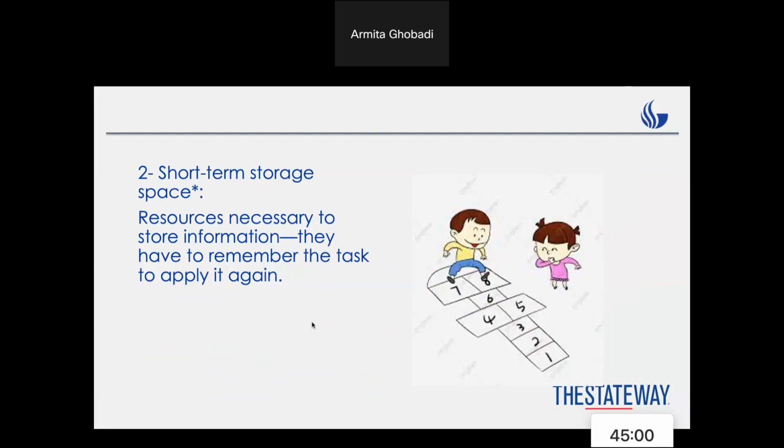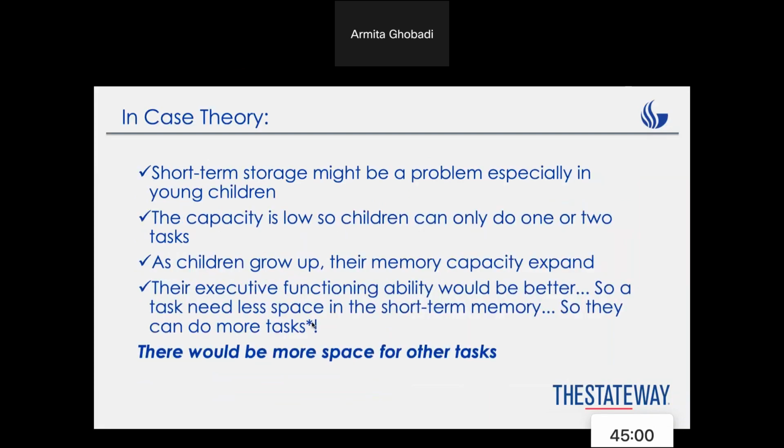Robbie Case actually believed that there should be resources necessary to store different information. For example, children have to have that kind of capacity to remember things in their brain. And this might not happen because they are so young and they don't have a lot of short-term storage in their cognitive area. So you have to understand these two parts.